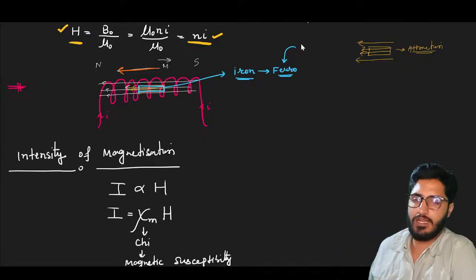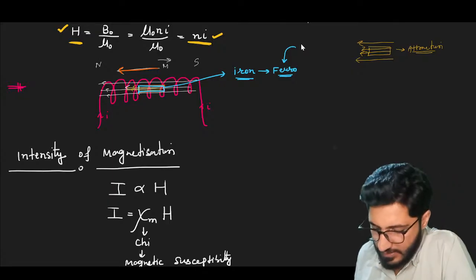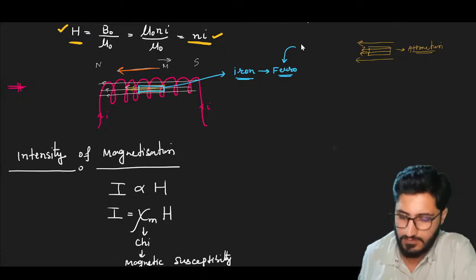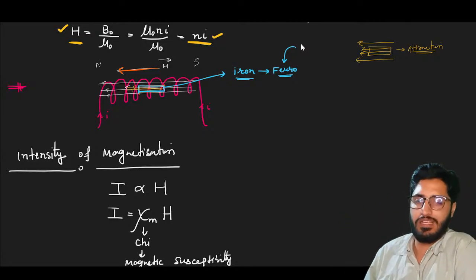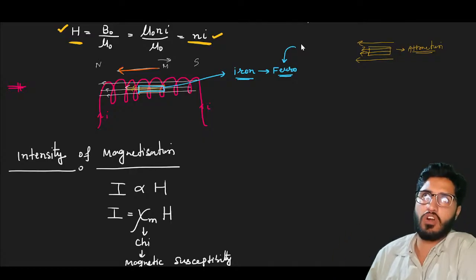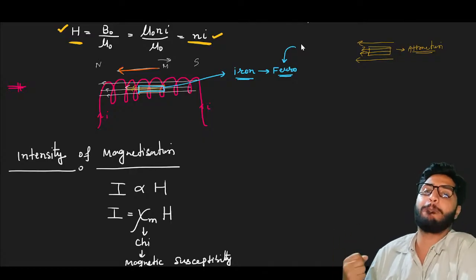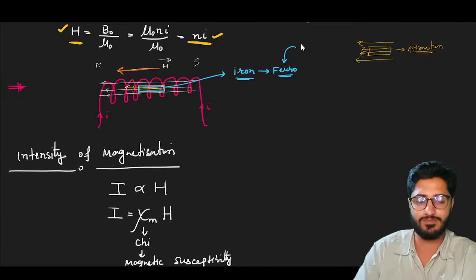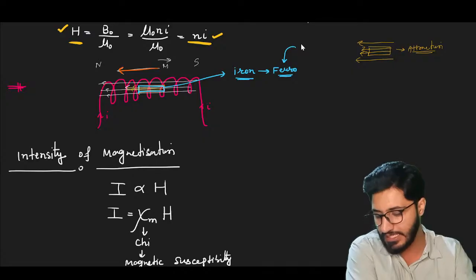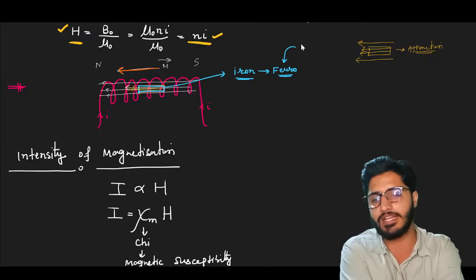So basically, this chi, or magnetic susceptibility, shows you how easily a particular substance will get magnetized. It just tells you how easily a particular thing gets magnetized.